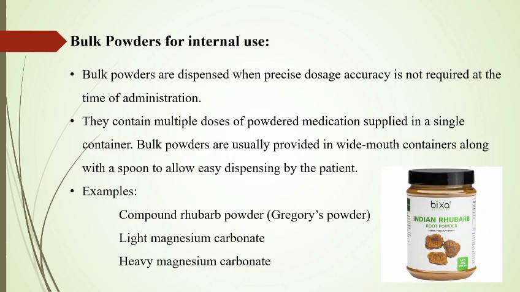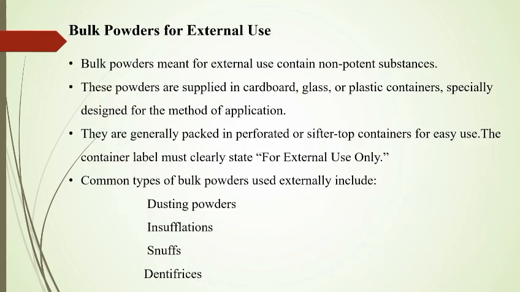Bulk powders for internal use. Bulk powders are the powders which are dispensed when precise dosage accuracy is not required at the time of administration. These bulk powders contain multiple doses of powder medication supplied in a single container. Usually, bulk powders are provided in wide-mouth containers along with a spoon for easy dispensing by the patients. Examples are compound rhubarb powder, light magnesium carbonate and heavy magnesium carbonate.